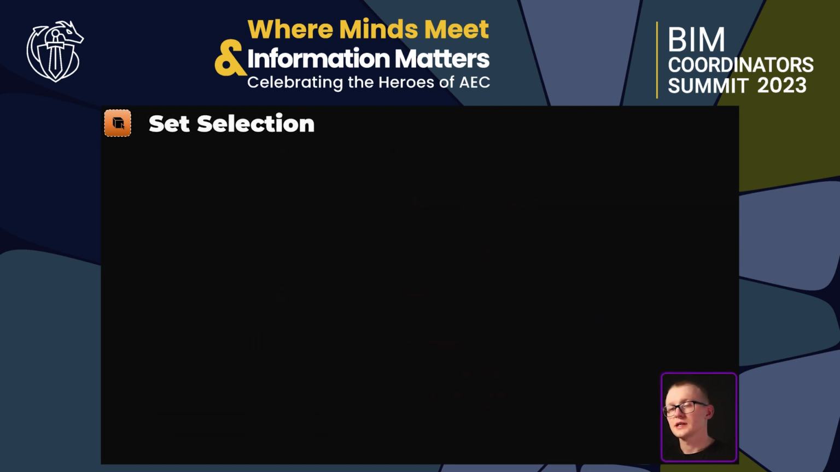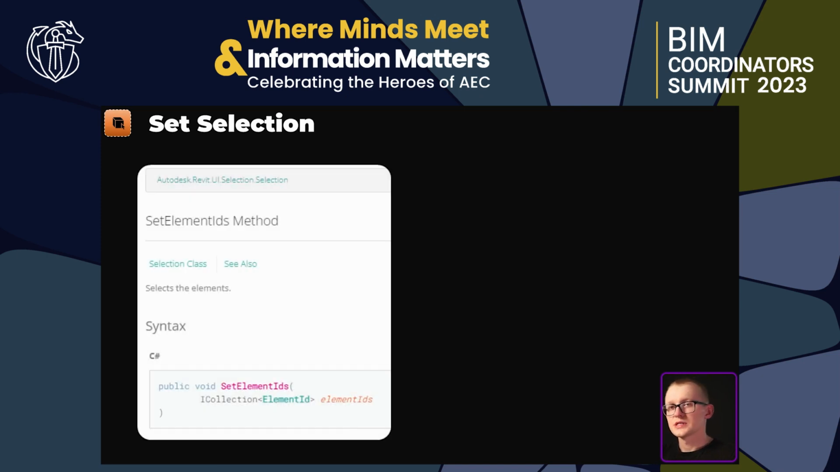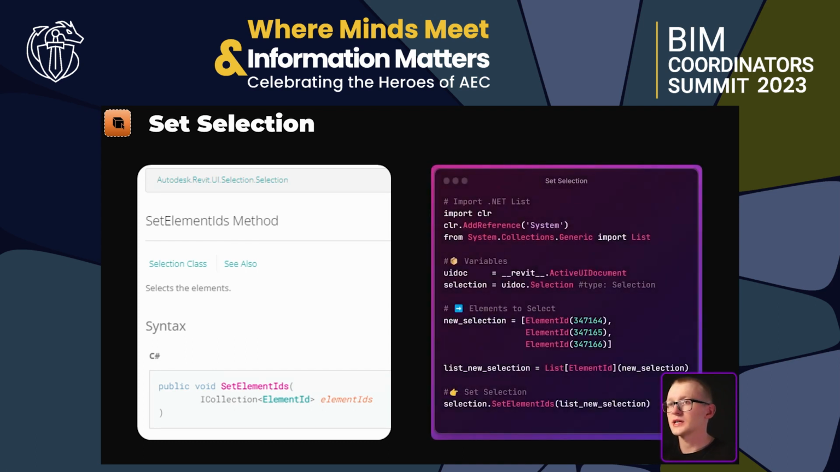And lastly, let me show you how to set your selection in Revit, because this one is quite useful. This is the method that we're going to use. You can see that it doesn't return anything, therefore there is word void in the beginning, and it takes one argument, ICollection of element IDs. And instead of ICollection, we can actually use list from System Collections Generic.